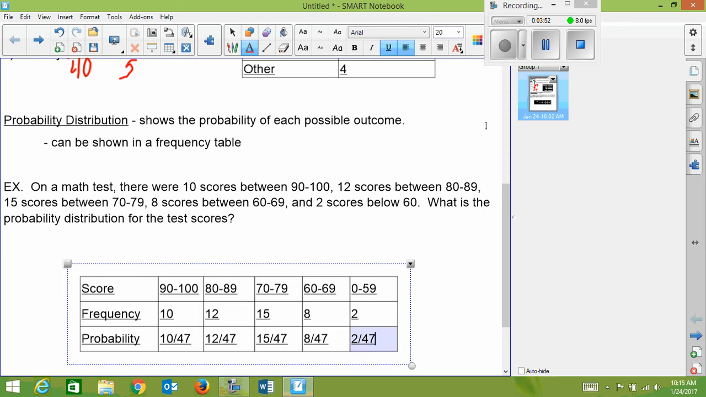So bring that knowledge of probability distributions and frequency tables, and we will talk about them more the next time I see you.